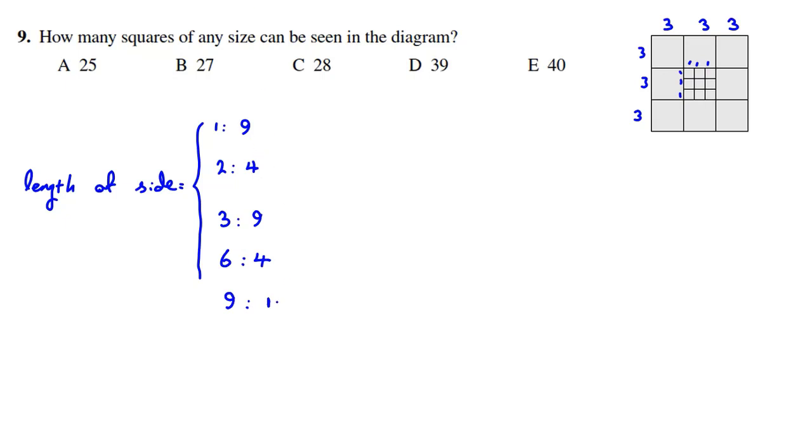If we add these digits, 9 plus 1, 10. 14 plus 9, 23. Plus 4, 27. So the sum of these numbers is equal to 27. And the answer is 27.